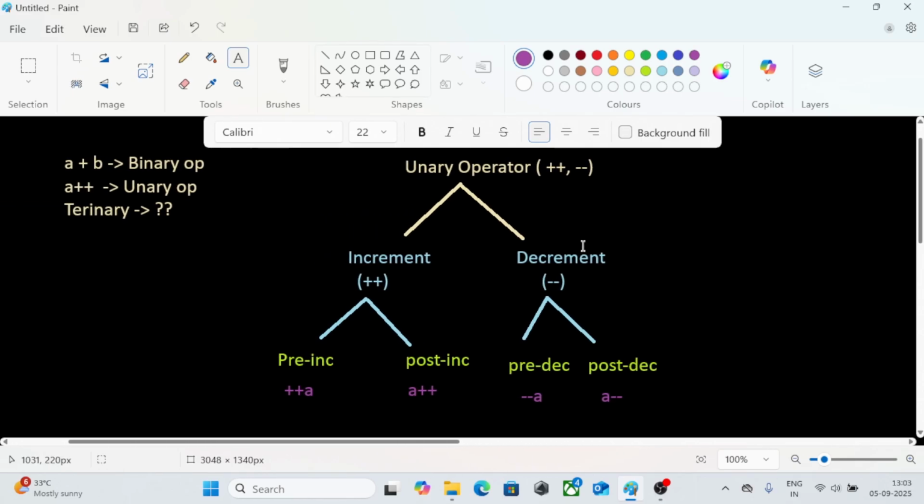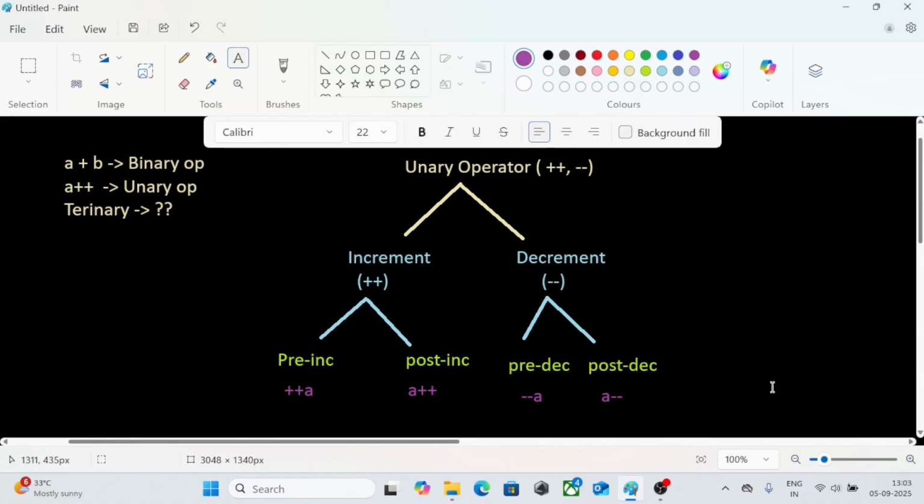Before understanding, we have to know something here. Increment operator means increase the value by 1. Decrement operator means decrease the value by 1. Here plus plus a means you are increasing the value of a by 1. A plus plus also means you are increasing the value of a by 1. Here and here, we are decreasing the value by 1. Then what is the difference? There is a huge difference, and we have to understand it very clearly.